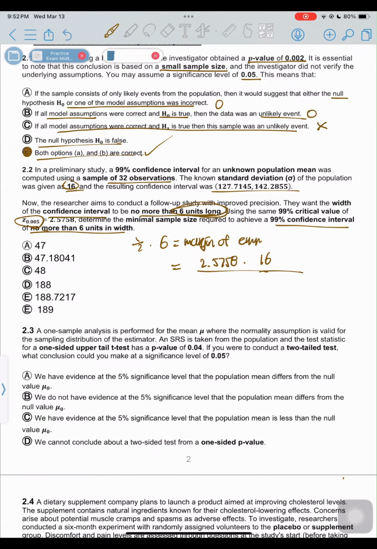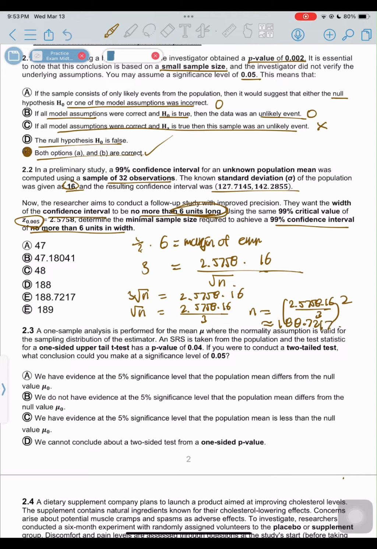3 is equal to 2.5758 times 16 over square root of n. So 3 times square root of n is 2.5758 times 16. Square root of n is 2.5758 times 16 over 3. And that n value is just 2.5758 times 16 over 3, squared. So if you do that, let's plug it in: 2.5758 times 16 divided by 3, and then square it. If you do that, you will get something like 188.7217-ish value.